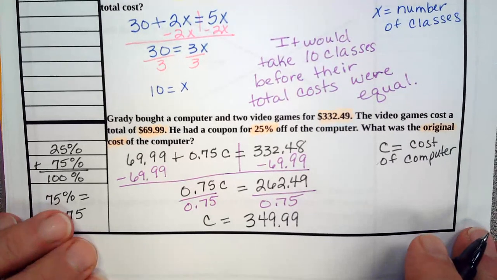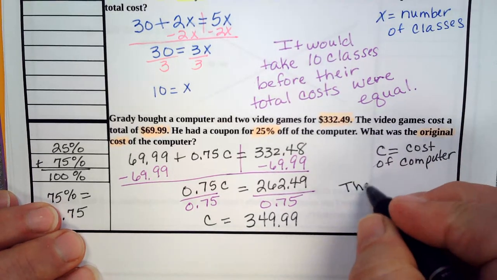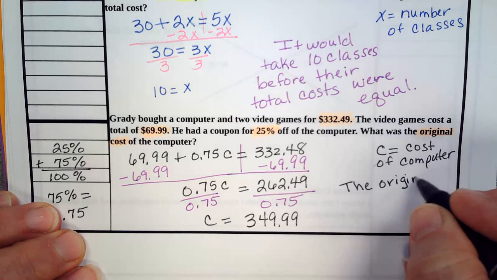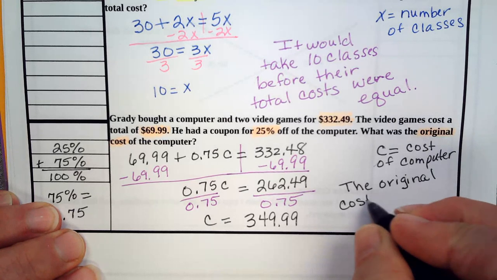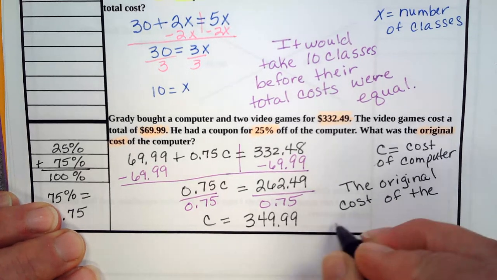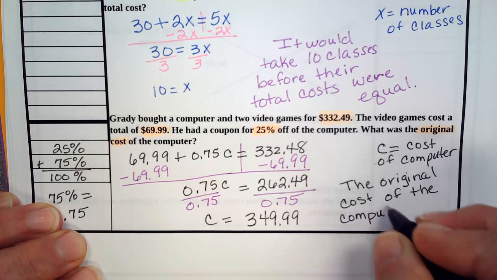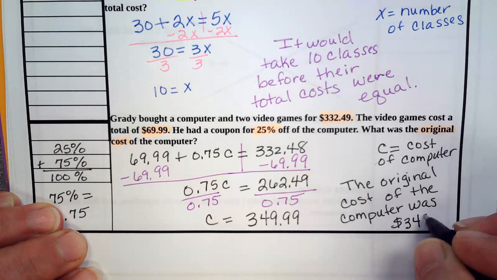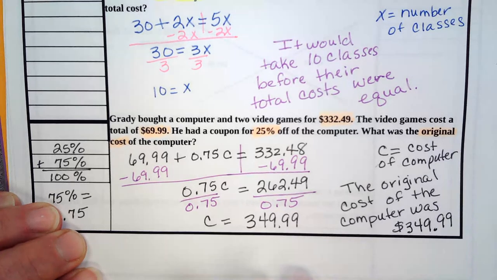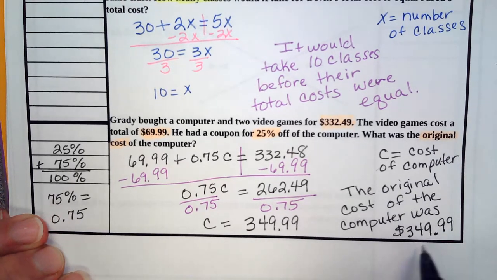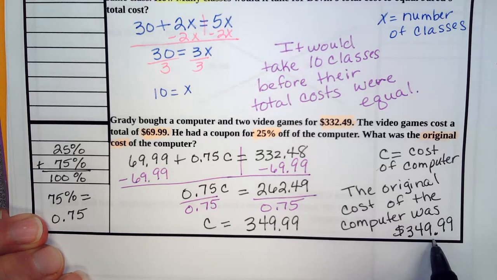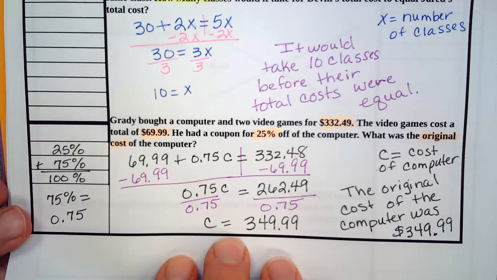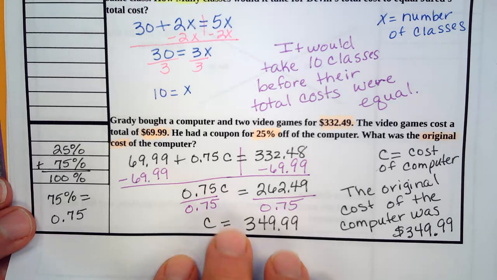What does that mean? The original cost of the computer was $349.99. Remember, when you go into the grocery store, they will always put it like $49.99 because that sounds so much less than 50. 349.99 sounds less than 350. That is a thing that businesses will always do.